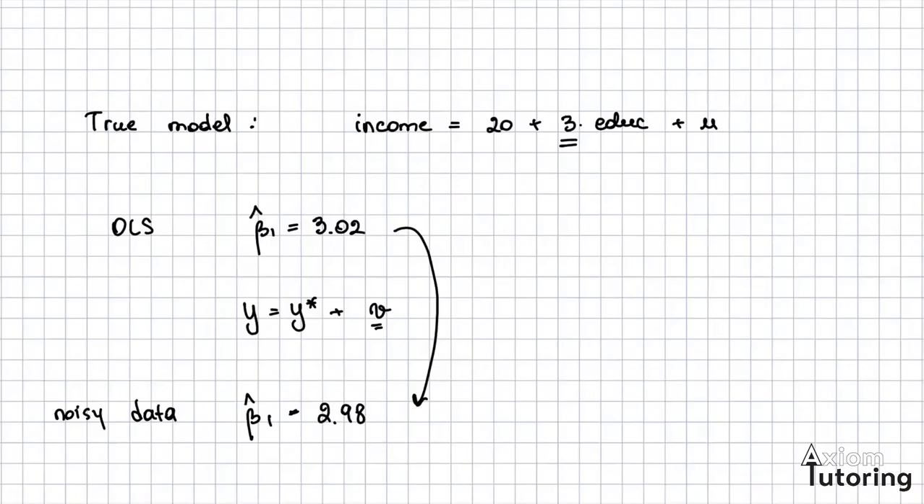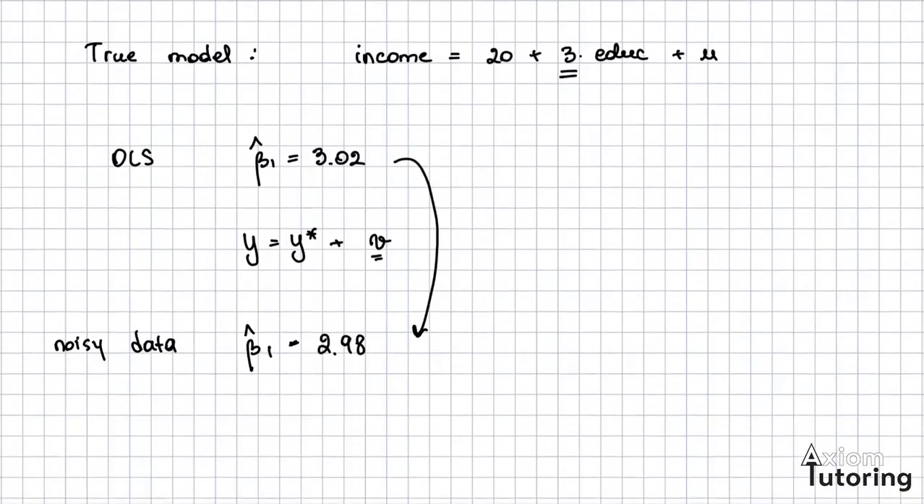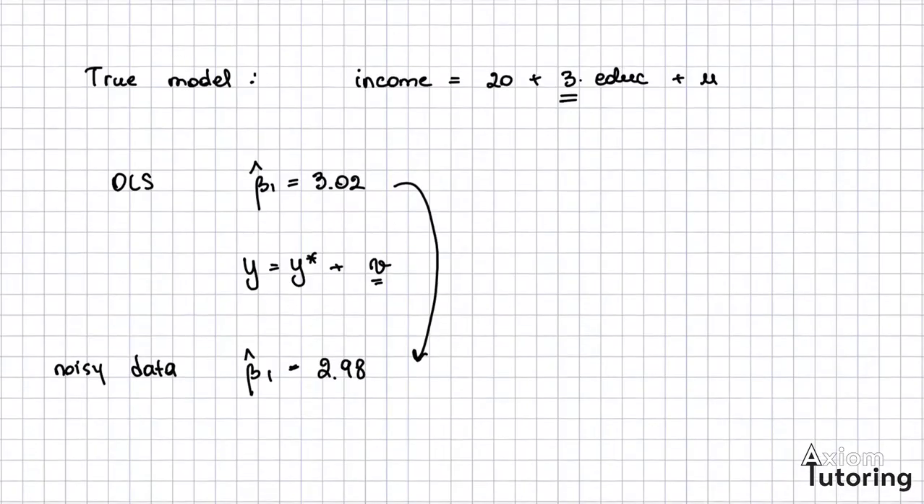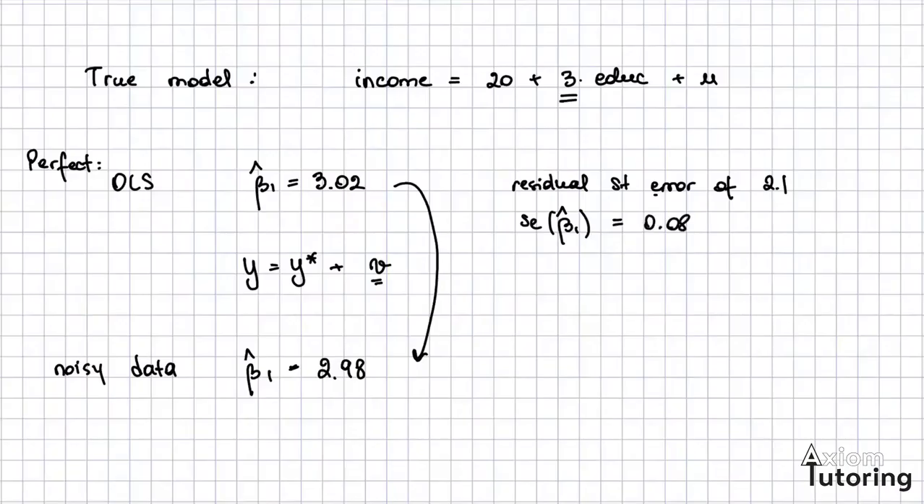But something has changed. If we compare the regressions and look at what's happening with the residuals, for the perfect y, where beta was 3.02, you would have had, let's say, a residual standard error of 2.1, and a standard error for the beta 1 hat of 0.08, and an R squared of 0.81.